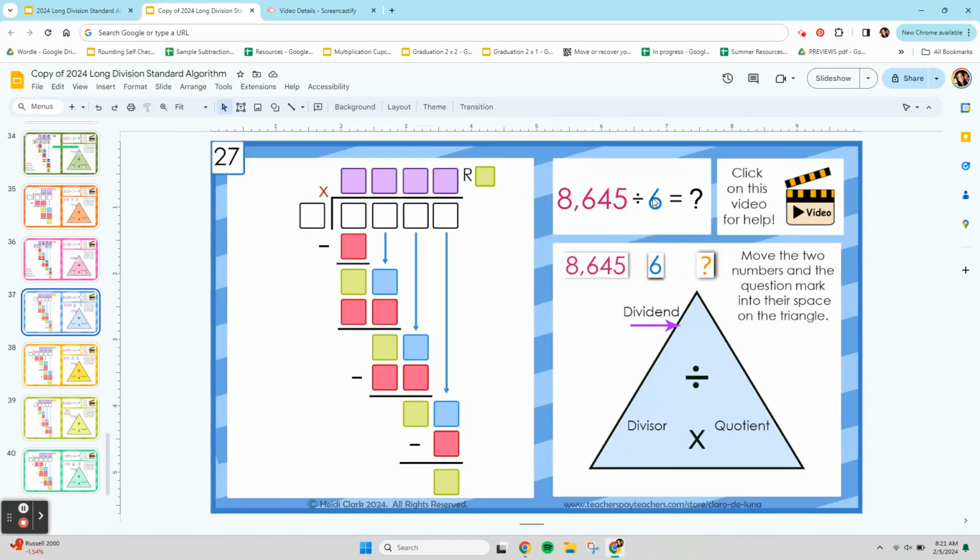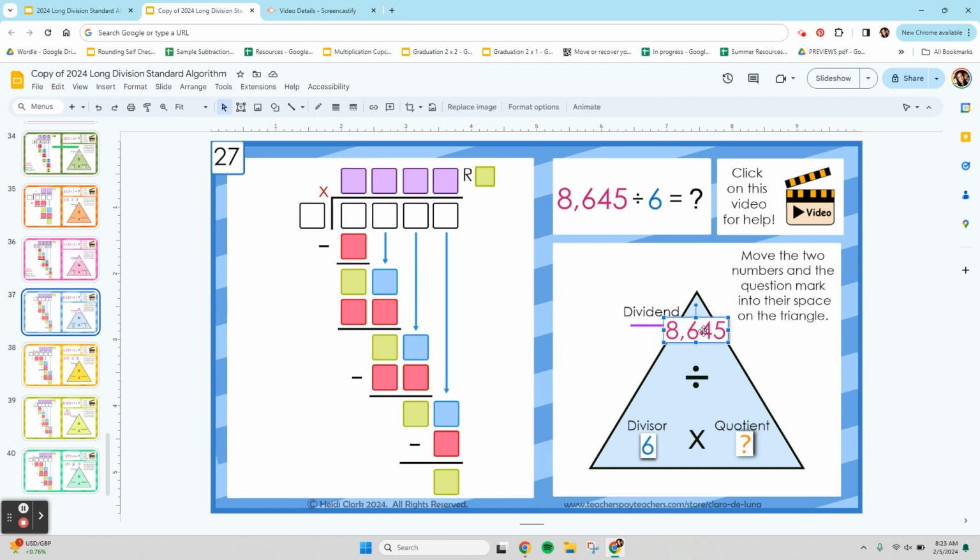Let's do 8,645 divided by 6. 8,645 is our dividend. It's our biggest number. It's getting divided by 6, which is our divisor. And the quotient is what we don't know yet.